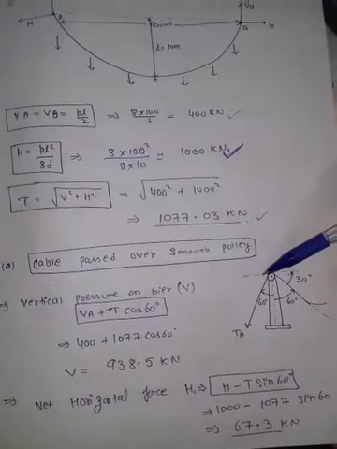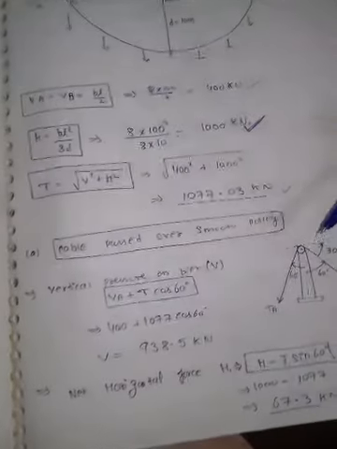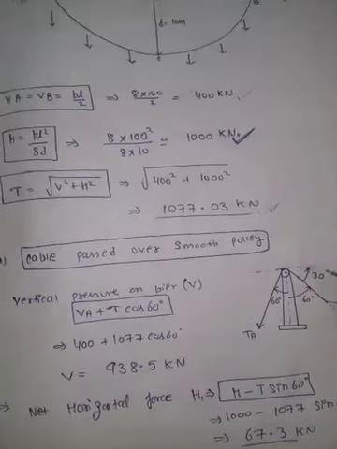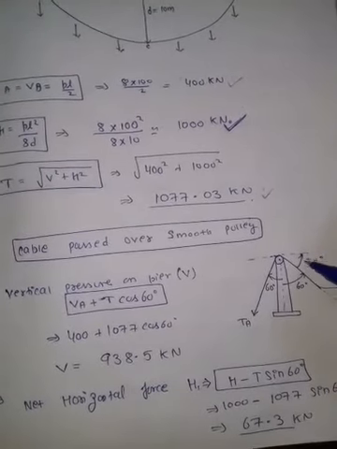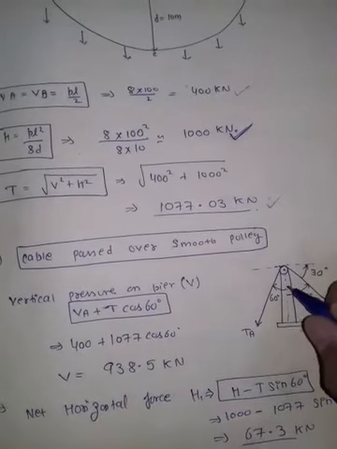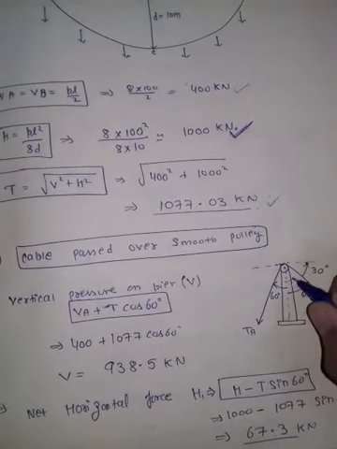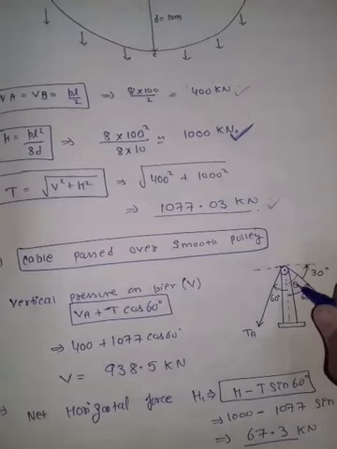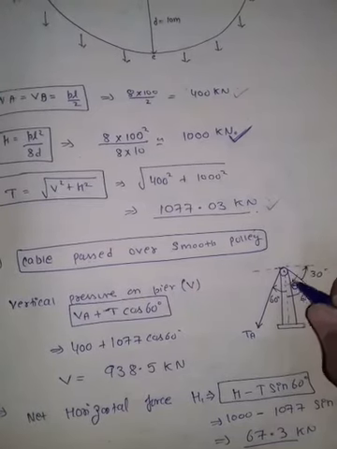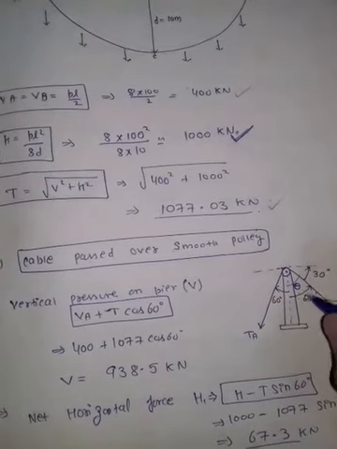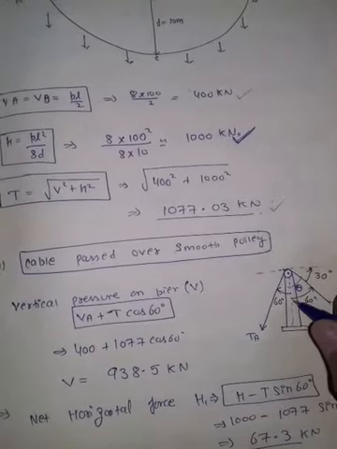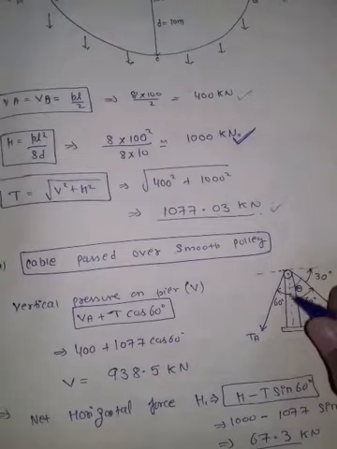Now we take the first case, that is the cable passed over the smooth pulley. The cable makes a 30-degree angle to the horizontal span, but we take theta from this side. So this is 90 degree and this is 30 degree. So 90 minus 30 is 60 degree. We take theta as 60 degree from the perpendicular to the pylon.